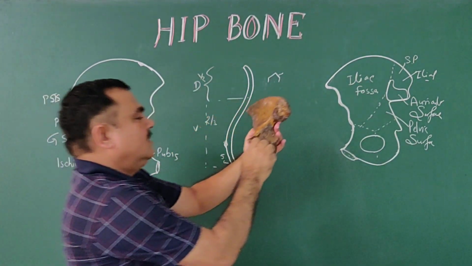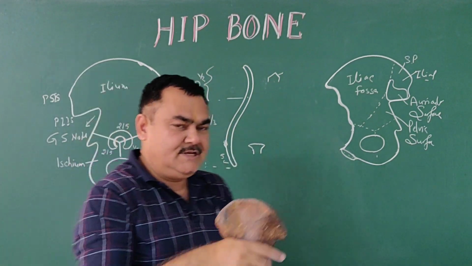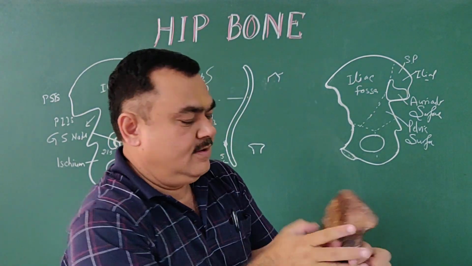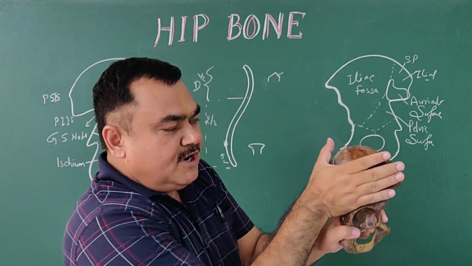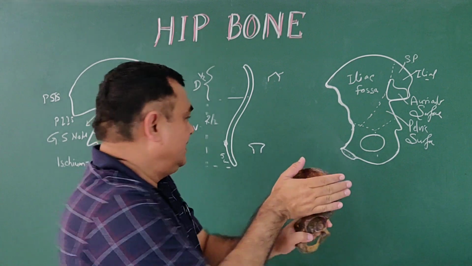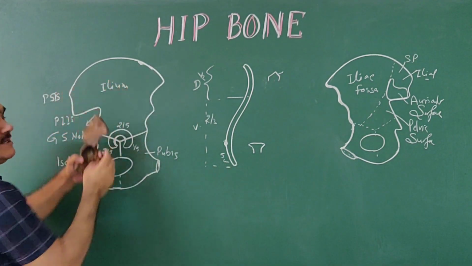And now the third, this is the outer surface. Here is the anterior border, and this is the posterior border. Between the anterior and posterior border, this surface is the gluteal surface.